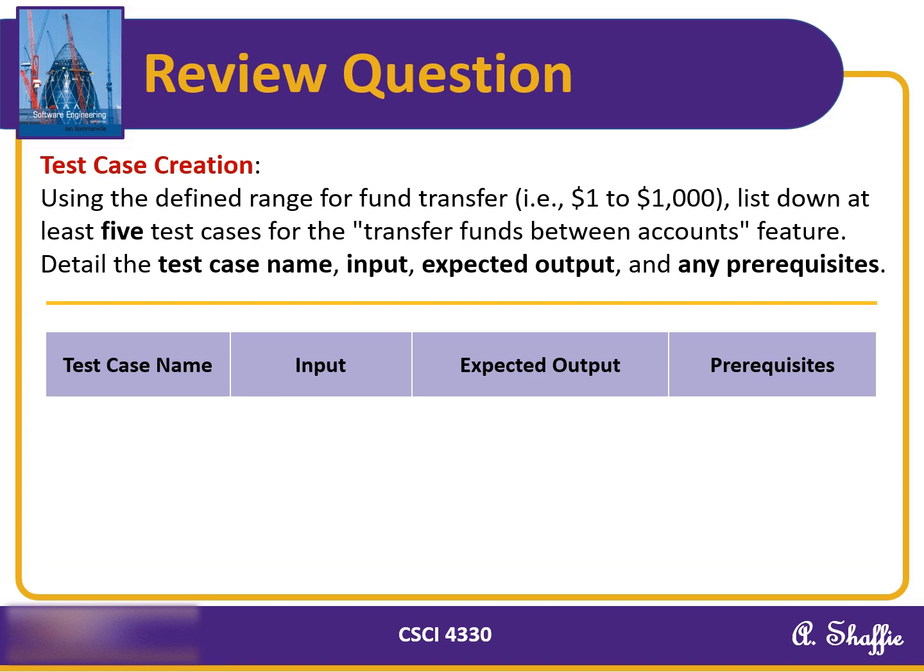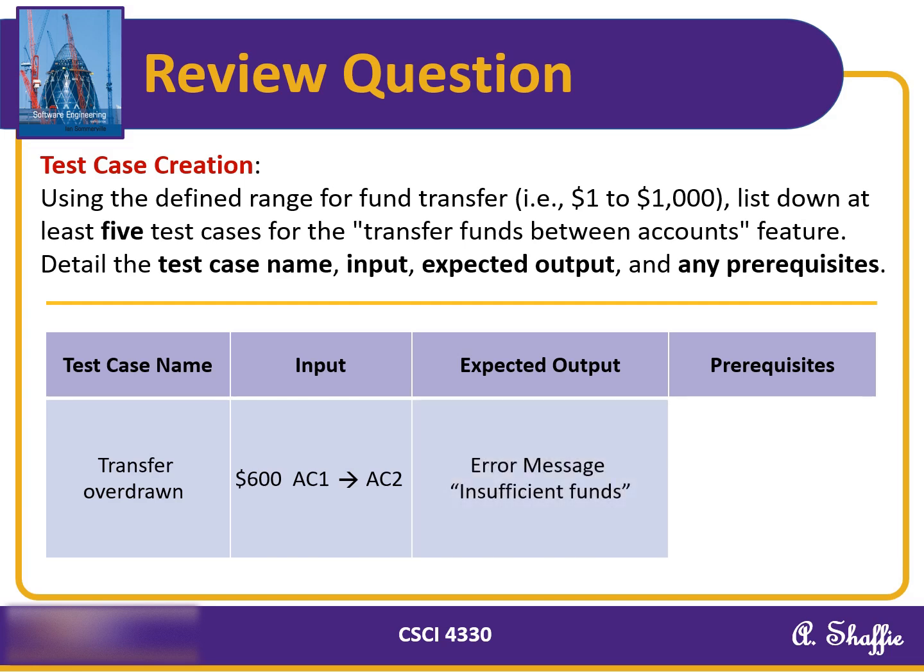In the fourth test case, we will test transferring a valid amount from an account with insufficient funds. I will name this test case transfer overdrawn. For the input, I will use a valid transfer amount such as $600 from account 1 to account 2, and the expected output should be an error message stating insufficient funds. Of course, the prerequisite for this message to appear is that both accounts must exist and that account 1 must have a balance less than $600.